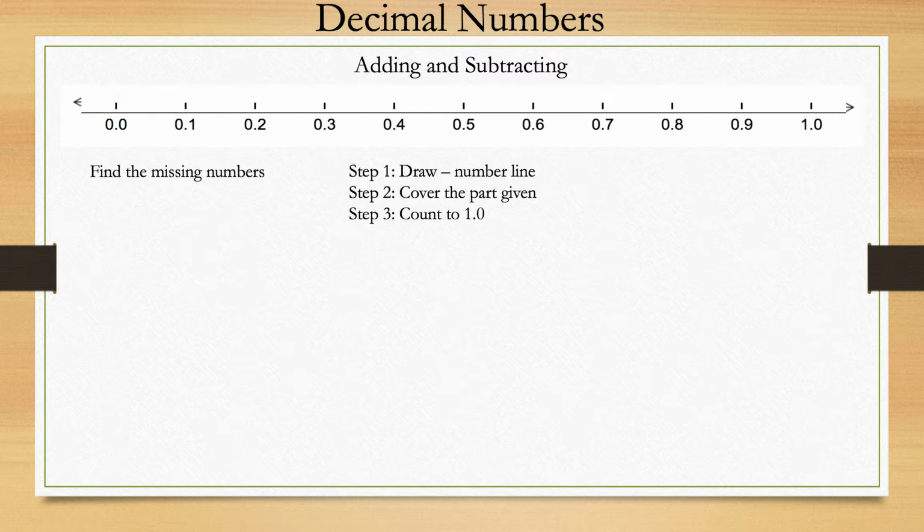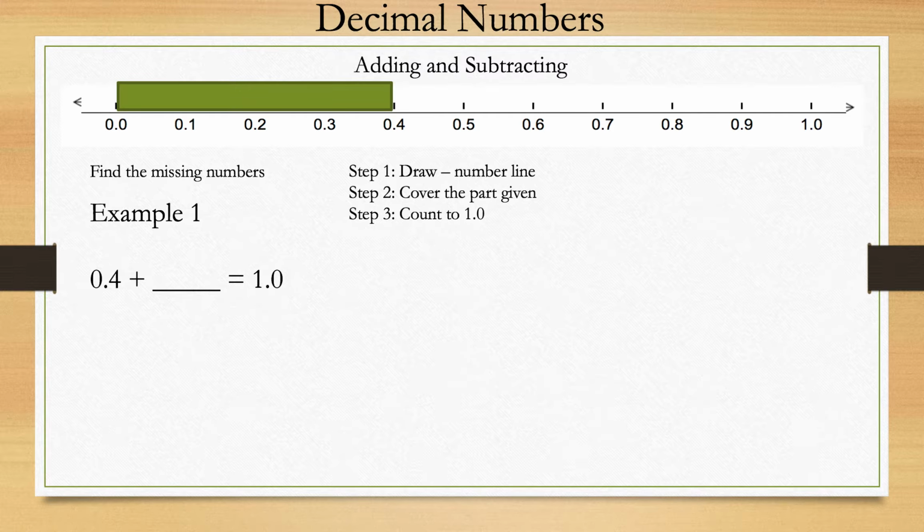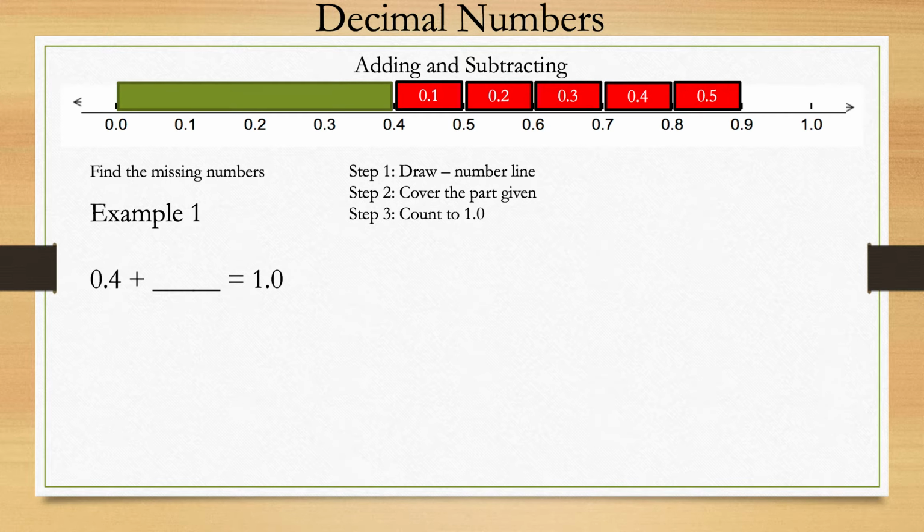So let's go ahead and take a look at the first example, which is 4/10 plus something is equal to 1. So we're going to change 1 to 1.0 to match the number line. You don't have to, but it makes things the same. So let's cover 4/10. Now, if you want to do it this way, or just put your finger on 4/10, that is fine. So now we're going to count up. 1/10, 2/10, 3/10, 4/10, 5/10, and 6/10. So now we're at 1.0, so we're done, and that's your answer.